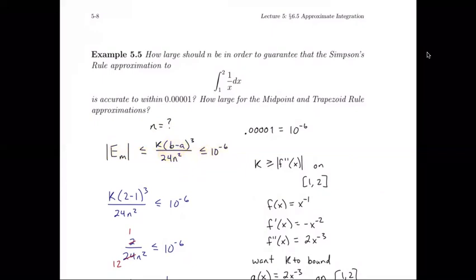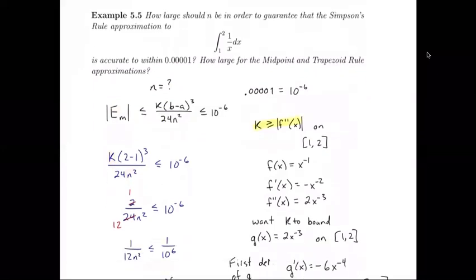So b minus a, that's 2 minus 1. So we have that. K we don't have yet, and we don't know n. n is ultimately what we're going to solve. So the next thing we need to do is determine what K is. To find K, we come off to the right. Remember that K is a bound on the absolute value of the second derivative of f on our interval from 1 to 2, our limits of integration.